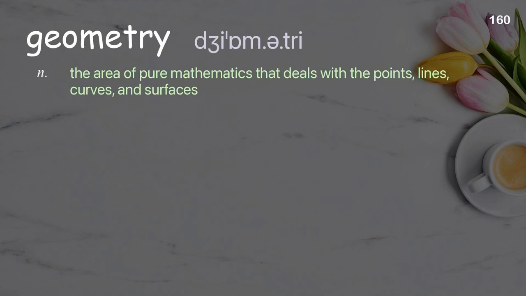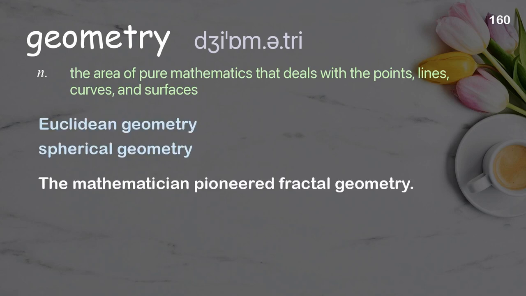Geometry. The area of pure mathematics that deals with the points, lines, curves, and surfaces. Examples: Euclidean geometry, spherical geometry. The mathematician pioneered fractal geometry.